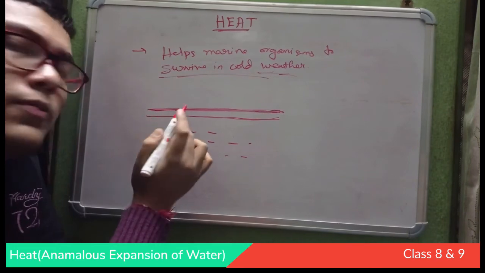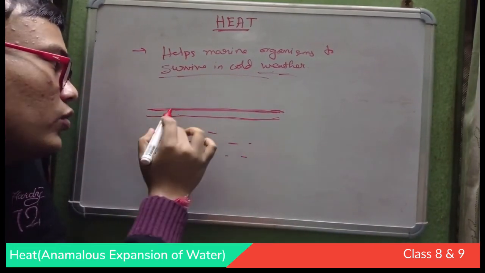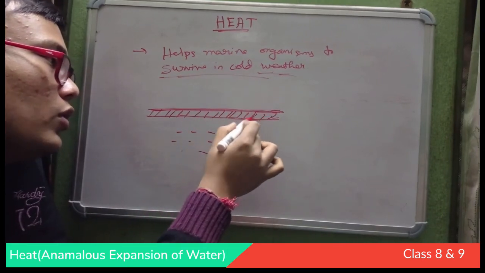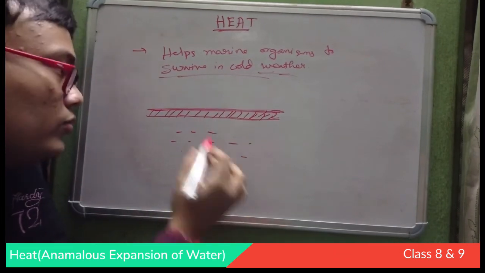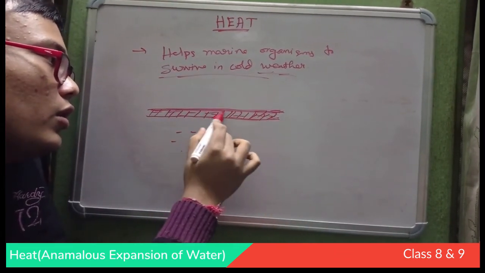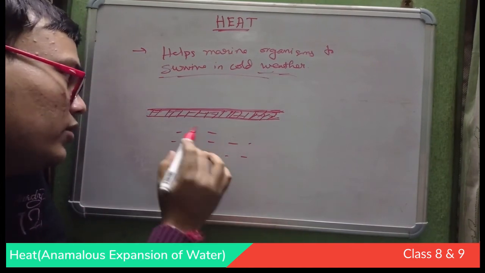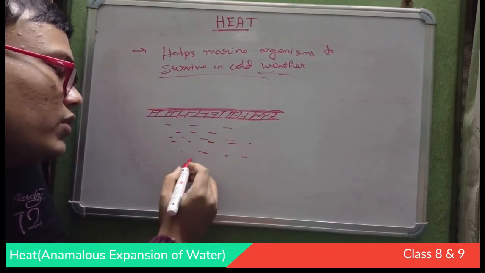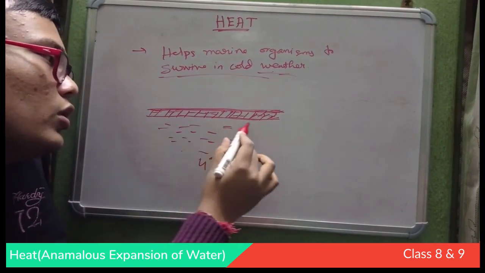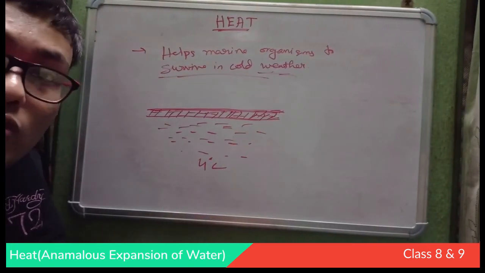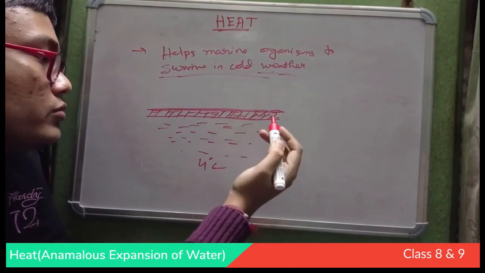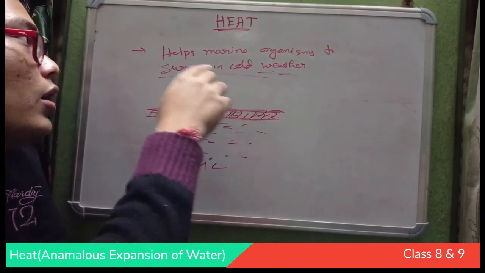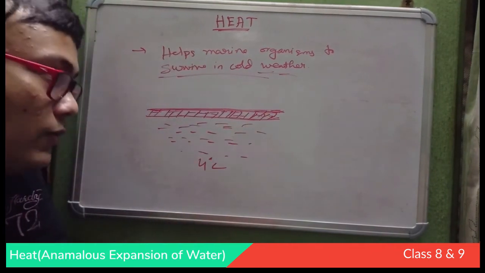This water keeps on cooling below 0, and it forms a layer of ice on top of the surface, on top of the water layer below it. However, the water below the ice is at 4 degrees Celsius, which is optimal for marine organisms to survive. So the anomalous expansion is responsible for the survival of marine organisms.